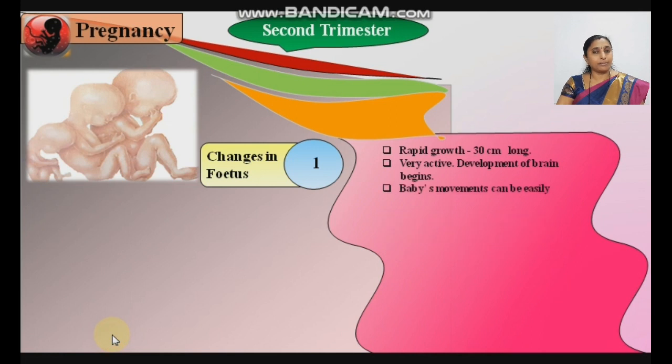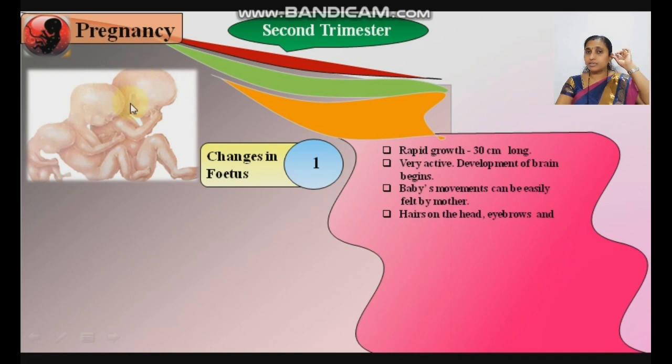The baby's movement can be easily felt by the mother. In the 1st trimester movement starts, but the mother cannot feel this movement of the baby. But in the 2nd trimester, the baby's movement can be easily felt by the mother. Hairs develop on the head. Fine hairs are here in the diagram. Hairs develop on the head.